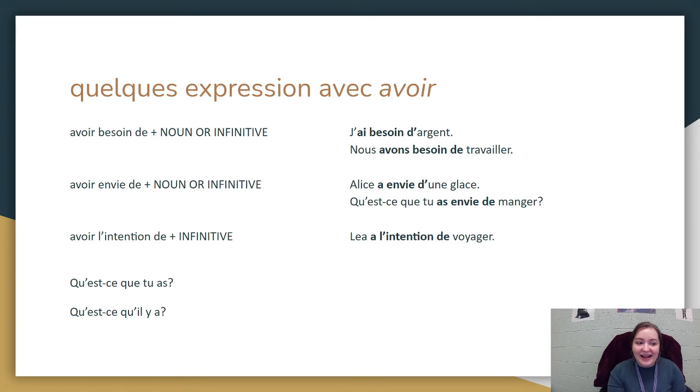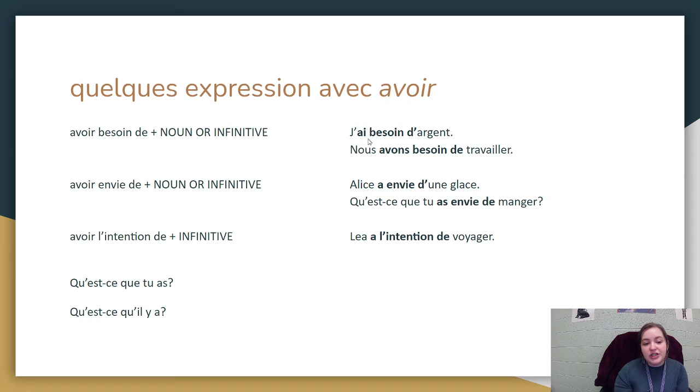A few more. Quelques expressions avec avoir. So these are our last five. So first one here, avoir besoin de plus a noun or infinitive. Avoir besoin de means to need.